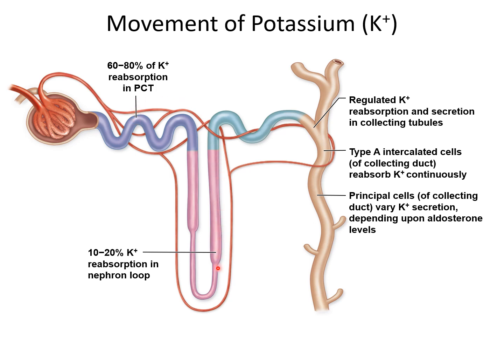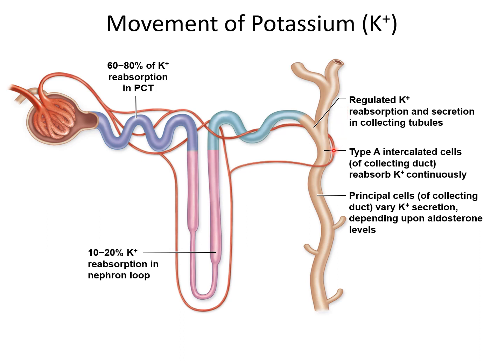10 to 20% in the thick section of the ascending limb. Here's our descending limb, thick segment, then thin, ascending limb, thin, and then thick. So 10 to 20% of potassium reabsorption is going to happen here in the nephron loop. And then here's your distal convoluted tubule, collecting tubules and collecting ducts. You've got regulated calcium reabsorption. Regulated meaning it's going to be based on hormonal changes.